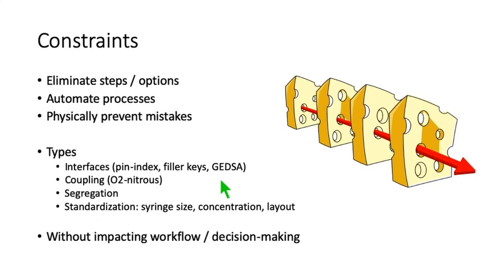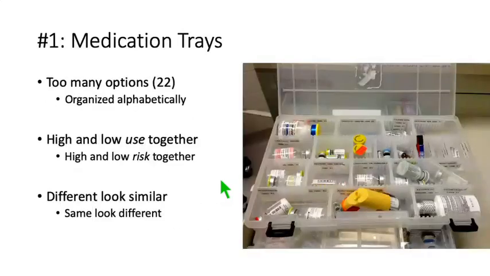And again, lots of examples in the machine. The pinned index system, the oxygen-nitrous coupling. There's all these things you can't do wrong anymore. And so why don't we apply these to the medication side? There's a lot of different types, various interfaces, coupling, you can segregate, you can standardize. There's a whole different way of doing it. You have to be careful. You don't want to impact the workflow in a way people can't make the decisions they want, people can't have the options they need, but there are certainly more often than not more options and more possibilities than are necessary.